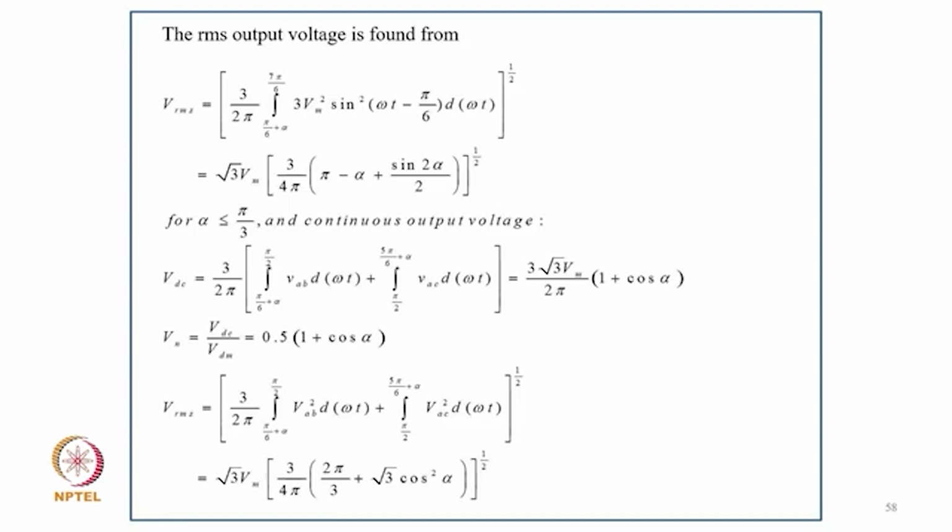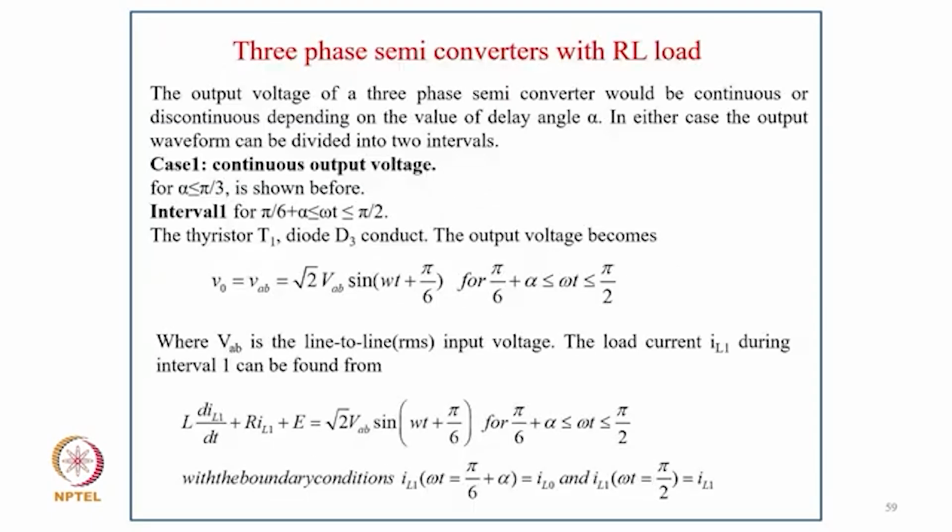integral from pi by 6 plus alpha to pi by 2 of Vab square d omega t, plus integral from pi by 2 to pi by 6 plus alpha of Vsc square d omega t, to the power half, equal to root 3 Vm in bracket 3 upon 4 pi in bracket (2 pi by 3 plus root 3 cos square alpha) to the power half.